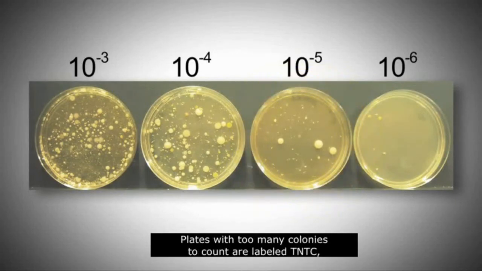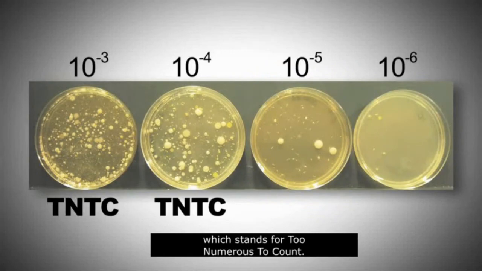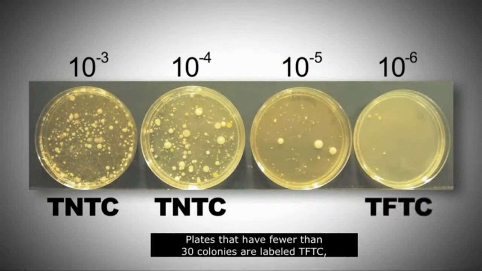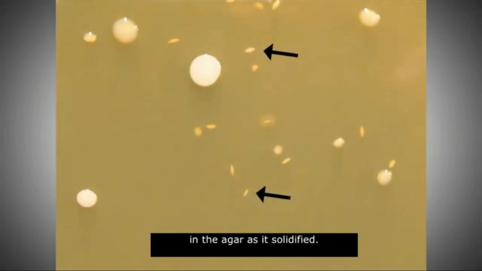Plates with too many colonies to count are labeled TNTC, which stands for too numerous to count. Plates that have fewer than 30 colonies are labeled TFTC, which stands for too few to count. Not all colonies will be on the surface, because some bacteria were trapped in the agar as it solidified. These colonies are noticeably smaller and elliptical. Even these embedded colonies must be counted.